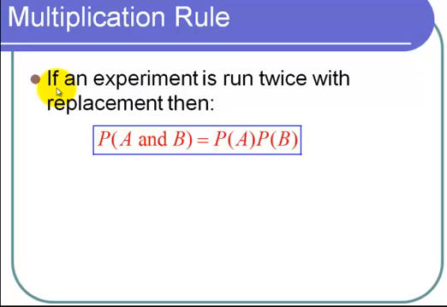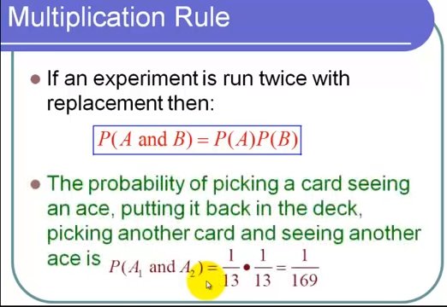So what it says is that if an experiment is run twice with replacement, then the probability of A and B is equal to the probability of A times the probability of B. As an example, let's suppose I pick 2 cards, but in a special way. I'm going to take a regular old 52 card deck that has 4 aces, by the way, and I'm going to pick a card, look at it, put it back in the deck, mix it a bit, and then pick another card and look at it.